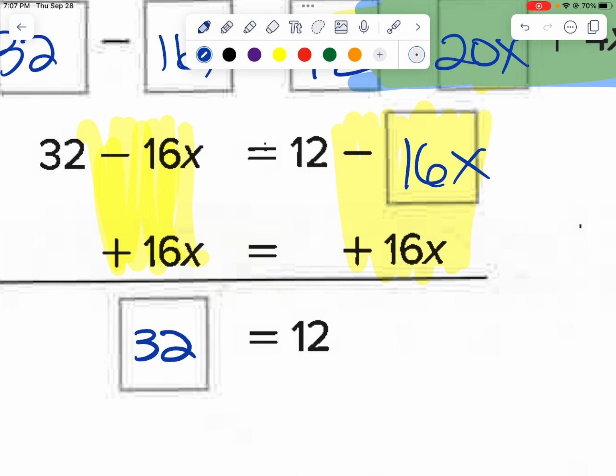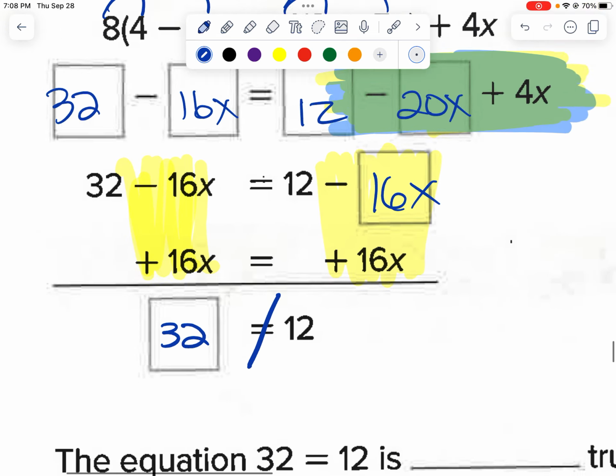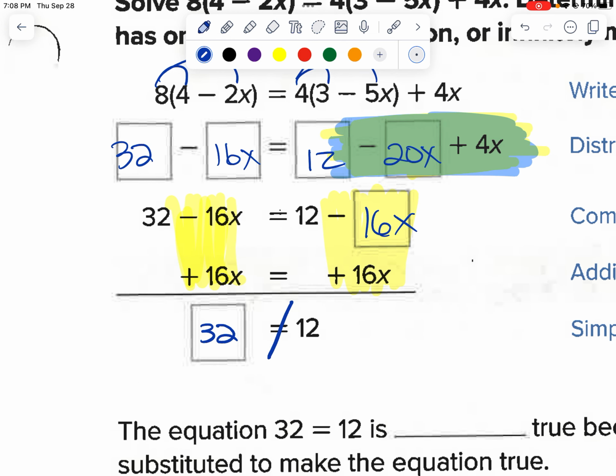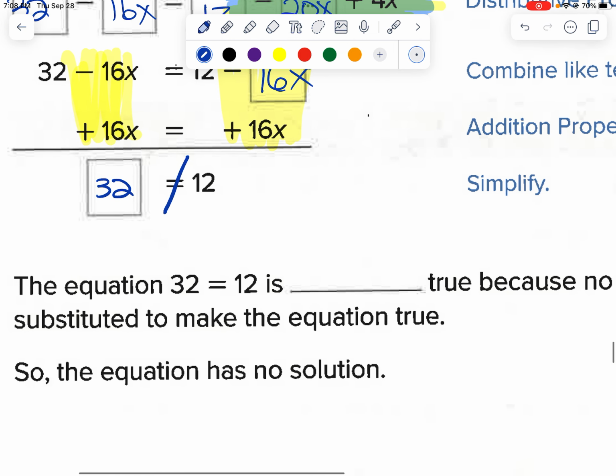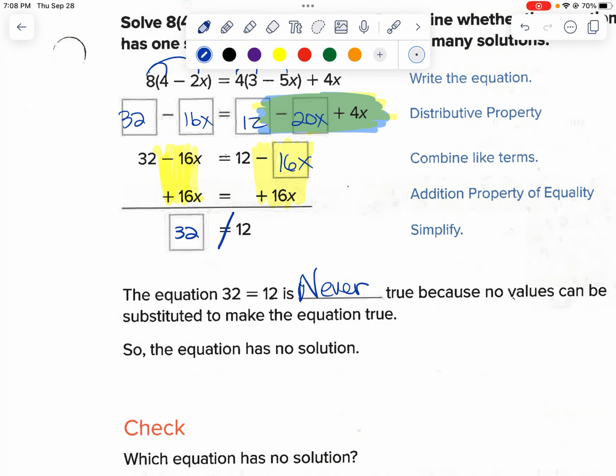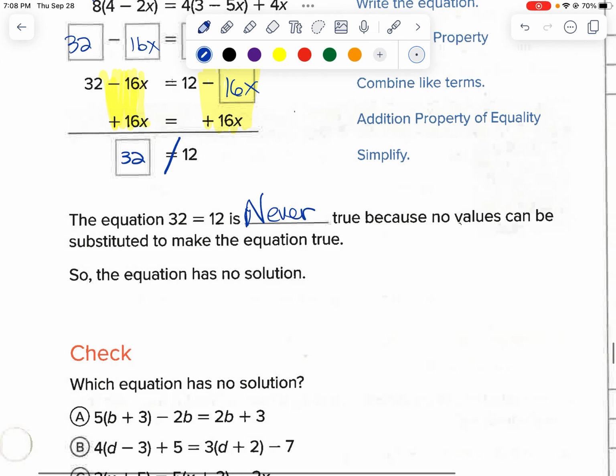Does 32 ever equal 12? No. So when you solve this equation, you got 32 doesn't equal 12. That means this will never be true. Okay, so there's no value that we can plug in that will get us a true statement. So this solution is no solution.